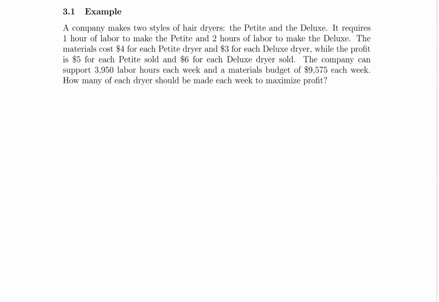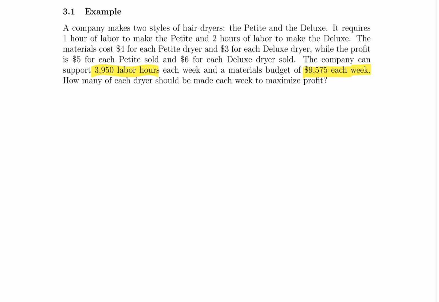We have a company that makes two styles of hair dryers, the Petite and the Deluxe. It takes 1 hour of labor to make the Petite hair dryer and 2 hours of labor to make the Deluxe. Materials are $4 and $3 respectively, and the profit is $5 and $6 respectively. The company can support 3,950 hours of labor, and we have $9,575 to spend on materials each week.